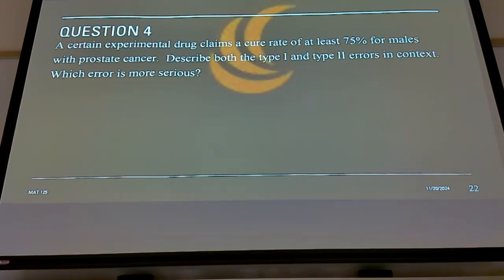A certain experimental drug claims a cure rate of at least 75% for males with prostate cancer. Describe both type 1 and type 2 errors in context. Which error is more serious?